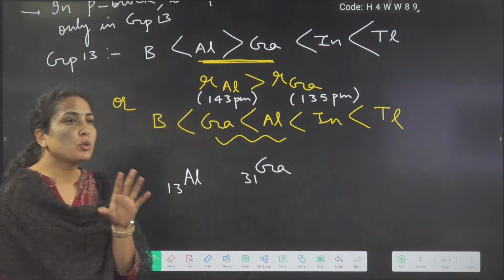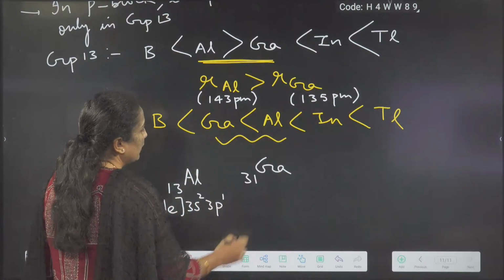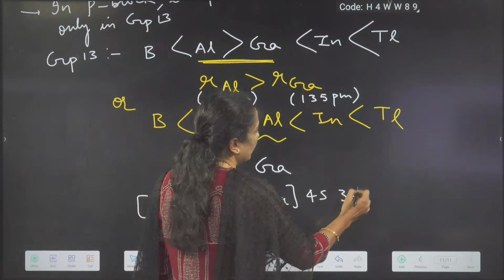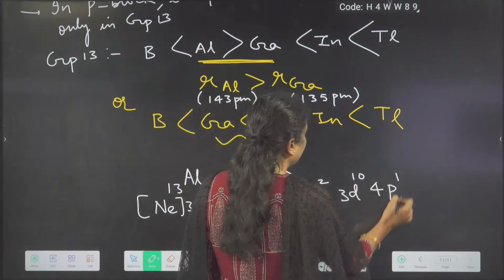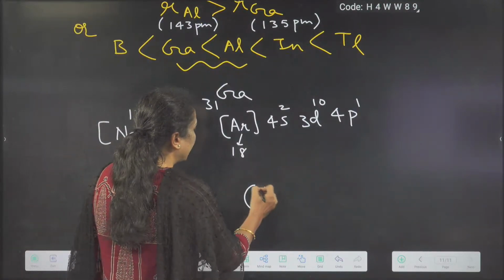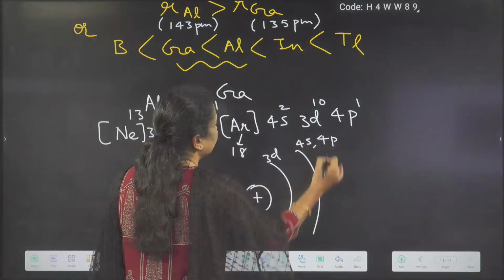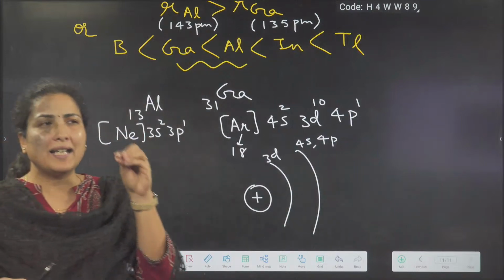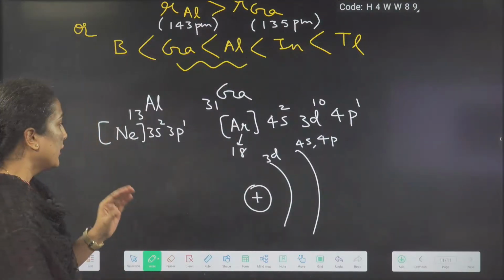Now when it comes to aluminium, I'll be writing the configuration as neon 3s2 3p1. For gallium, I'll be writing argon, then 4s2, 3d10, 4p1. This is 18 done here, 2, 10, basically here 30, and there will be 1. Now, for gallium, let me show you this nucleus. Then you have 3d, and this one is 4s and 4p here. I'm not showing the inner shells, first and second. I'm just showing the third shell, holding that 3d, and the fourth shell having 4s and 4p. Just for the understanding.